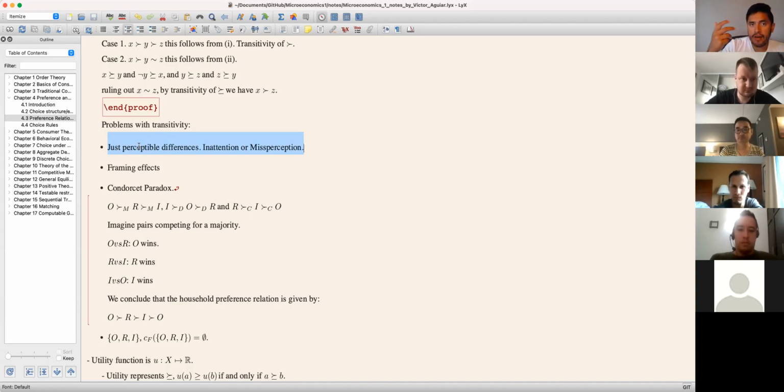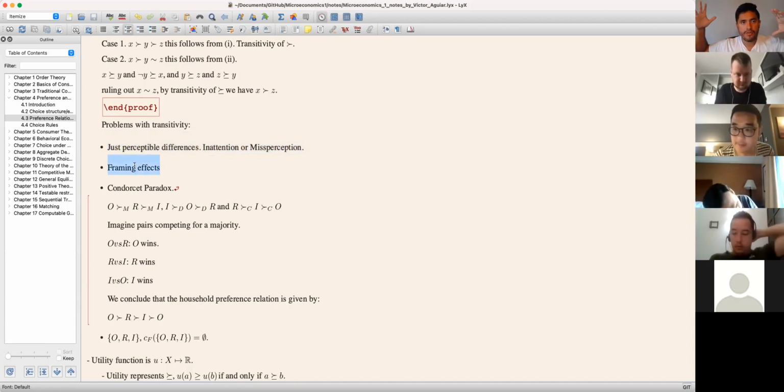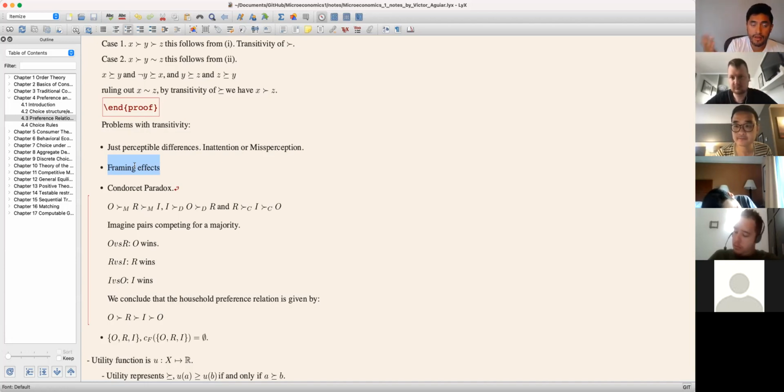So you don't understand the attributes of the alternatives in a sufficient way, so hence you will rank them incorrectly, right? Framing effects, this is a big name. Formally, there is a paper by Salant and Rubinstein. They define formally what a frame is. A frame is essentially something about how you present alternatives that doesn't change the ultimate payoff of the alternative, right?